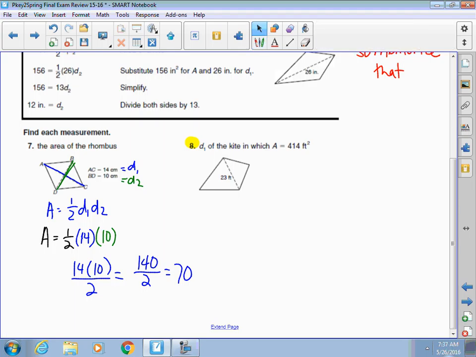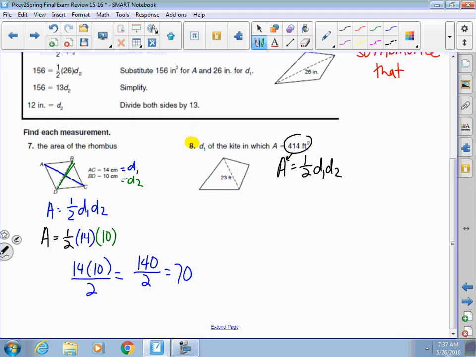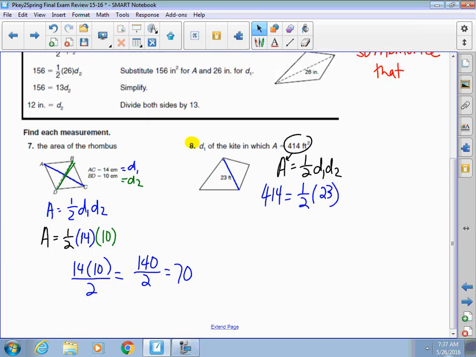On number 8, D1 of the kite, in which the area is 414. So our formula is 1/2 D1 D2. Well, we know the area is that, so we're going to substitute the 414 in for A. 414 equals 1/2. Well, we have one of the diagonals. One of the diagonals we can see off the picture is 23. We need the second diagonal. We need to find the D2.